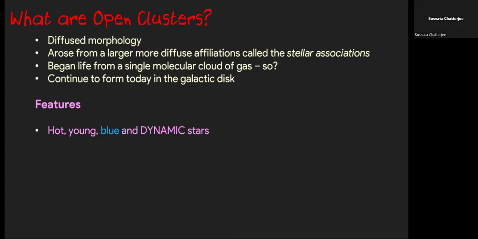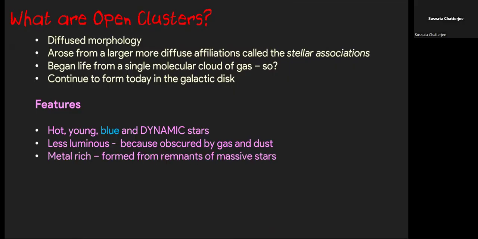Open clusters are hot, young, blue, and dynamic stars. They are less luminous because they are present in the galactic disk, which is a site of heavy star forming activities. Hence, they are obscured by lots of gas and dust, which makes them difficult to observe in the visible. They are metal rich because they are formed from the remnants of massive stars.